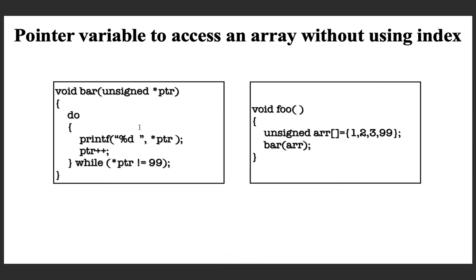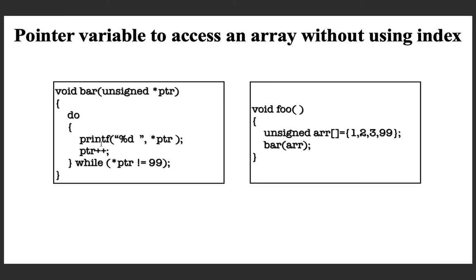Now I will show you just an example to see how you can use pointers to access the elements of an array without even using an index. Here is an example. What I am doing is, in foo I am declaring an array of 4 elements, and I am passing that as an argument to a function where I am catching it in a pointer variable. Then I am printing all the elements of this array using the pointer notation. So what is star PTR? PTR will point to the address of the first element. So when I print star PTR, I will get 1 printed.